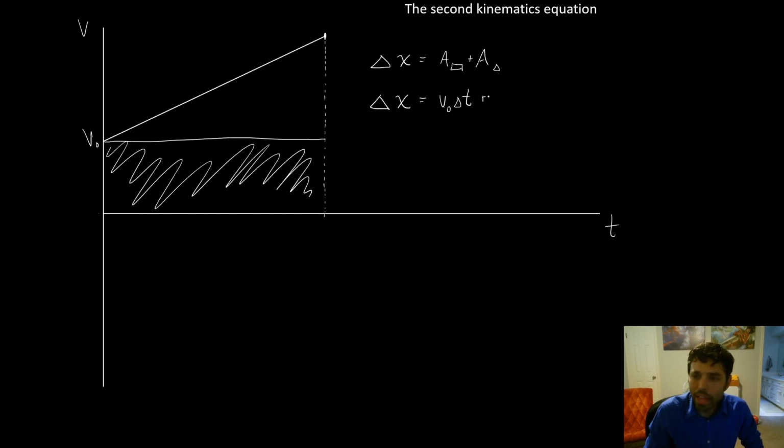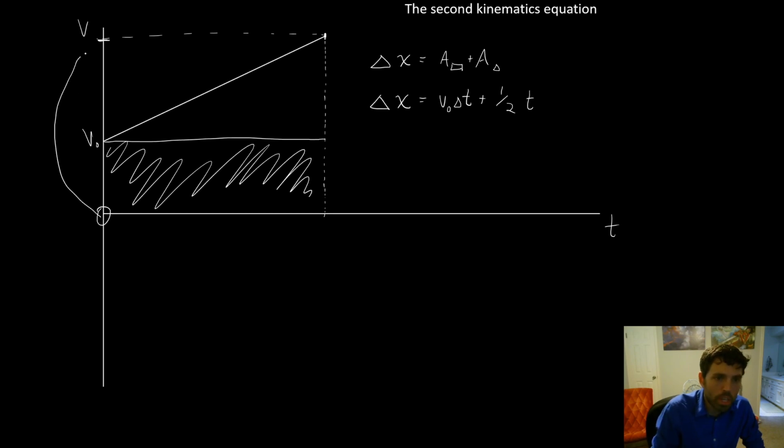Now we're going to add that to the area of a triangle. And of course, that is going to be 1/2 the base times the height. And again, the base is the time, so it's going to be t times this height. Now, we have to be careful here, because we're not measuring from the origin all the way up to here. We're only going from the v naught value right here, that's the height of the triangle, from v naught to v.